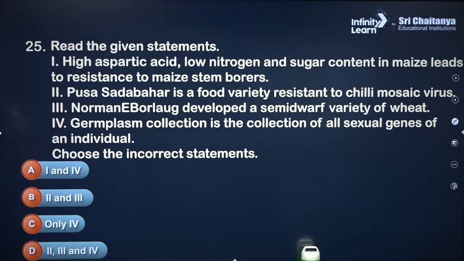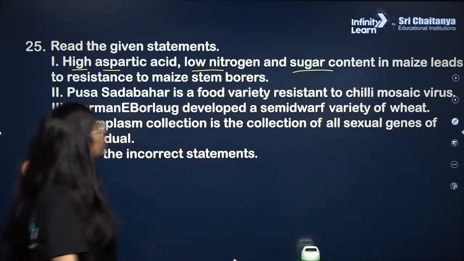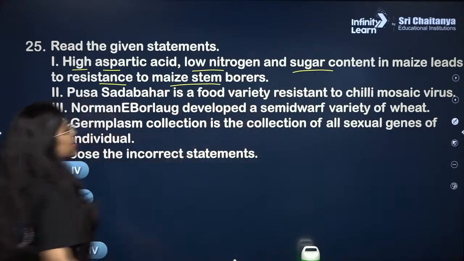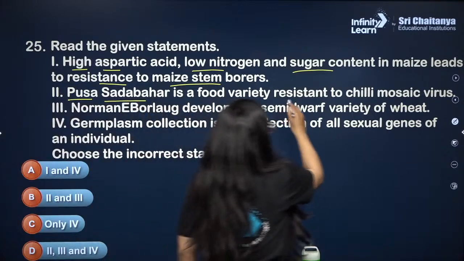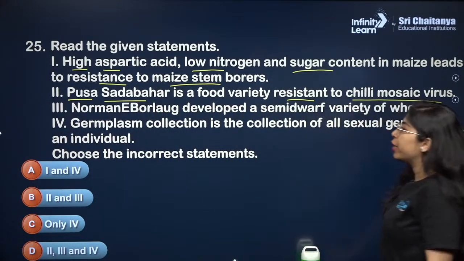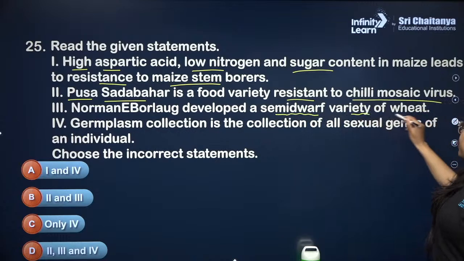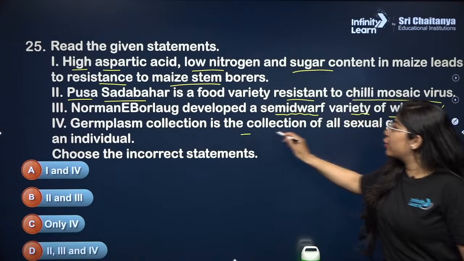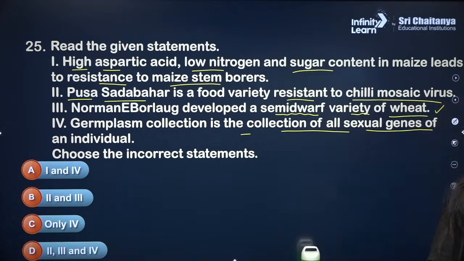Read the given statements. High aspartic acid, low nitrogen and sugar content in maize leads to resistance to maize stem borers. Quite a good statement, right? Pusa Sadabahar is a variety of chili. I'm reading it for you. It's a resistant variety which is resistant to chili mosaic virus. Norman E. Borlaug developed some semi-dwarf varieties of wheat. Germplasm collection is the collection of all sexual genes of an individual. You have to choose the incorrect statement, everyone. I know it would take a little time, but I think you can do it, everyone.